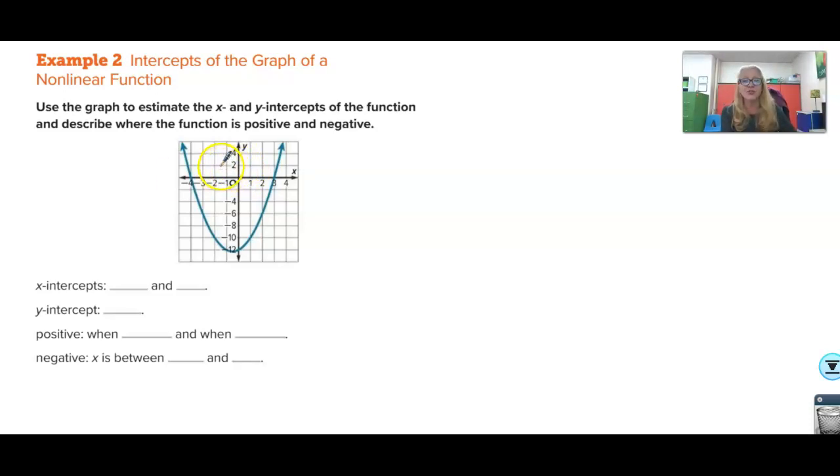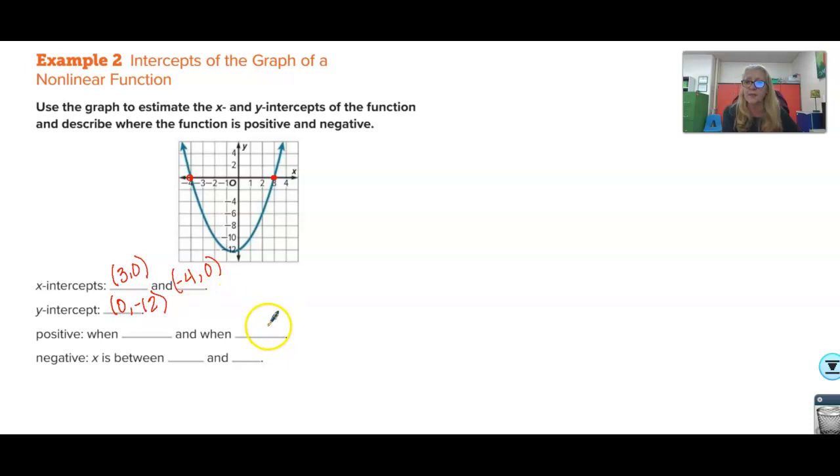This has two x-intercepts. It has this point right here, and it also has this point right here. This one is 3, 0, and this one is negative 4, 0. Those are our x-intercepts. Our y-intercept, you're going to have to estimate that. It might go through exactly negative 12. Let's say the y-intercept is 0, negative 12.